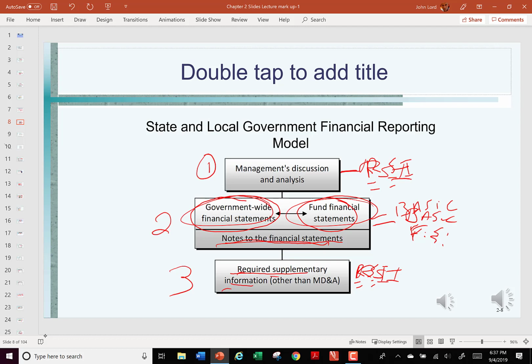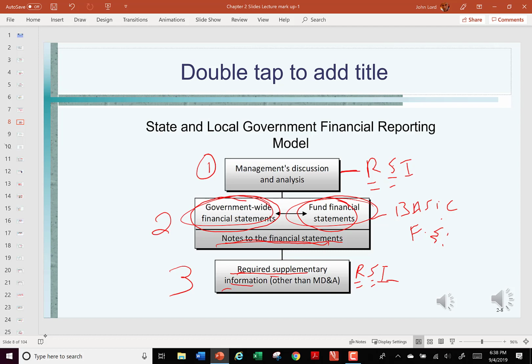Okay, good. So you can see, this was our basic reporting model. Any state or local government, state of California, state of Hawaii, state of Mississippi, state of Rhode Island, or local government, city of San Jose, city of San Francisco, county of Santa Clara, county of San Francisco, Hayward, any primary government will prepare this set of information, right?